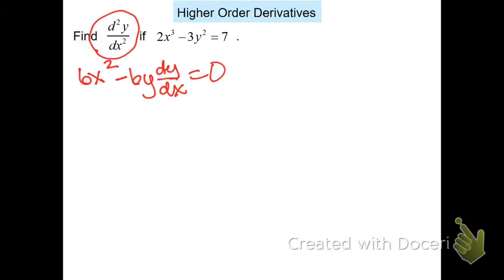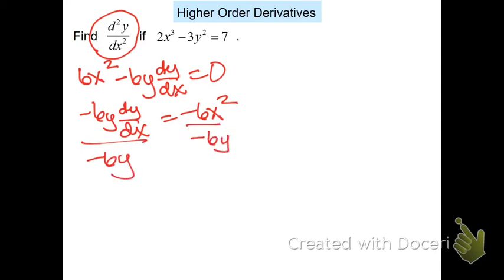Okay, first step, I did my derivative like normal. Derivative of 3y squared was 6y dy/dx. Get the dy/dx by itself. Subtract 6x squared. Divide by the negative 6y. And we get that dy/dx is equal to x squared over y. Okay, done for the first derivative.